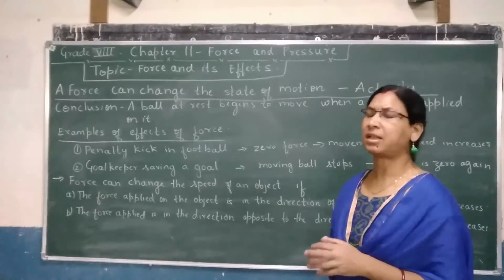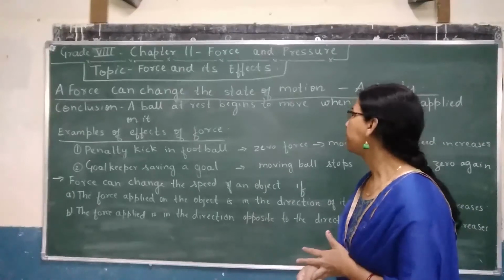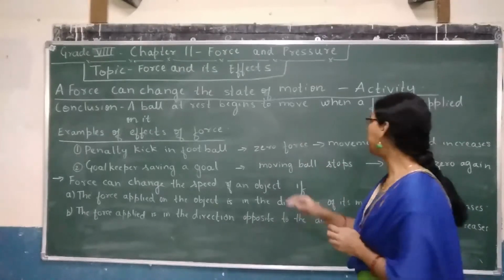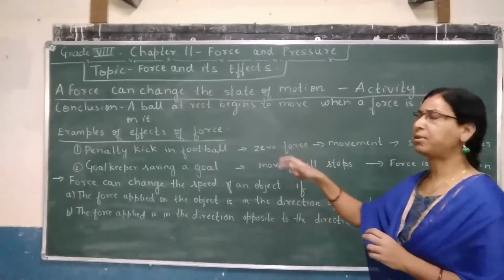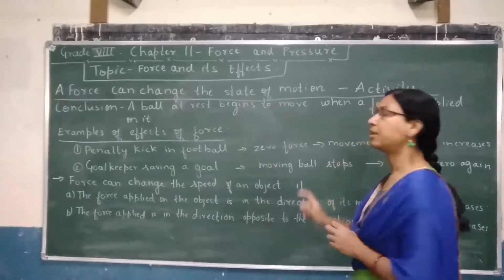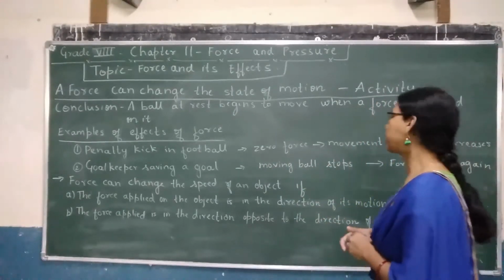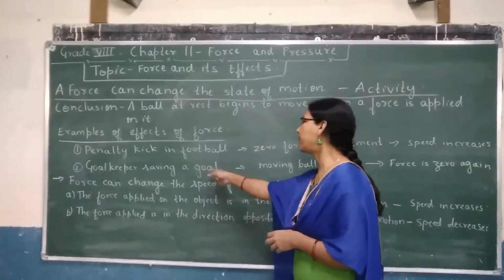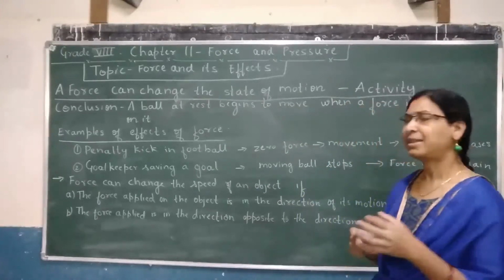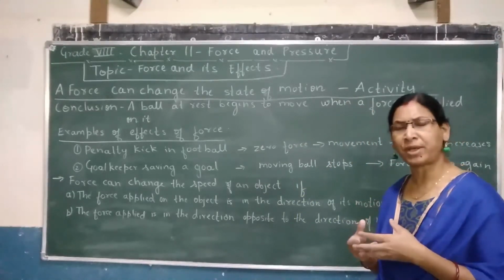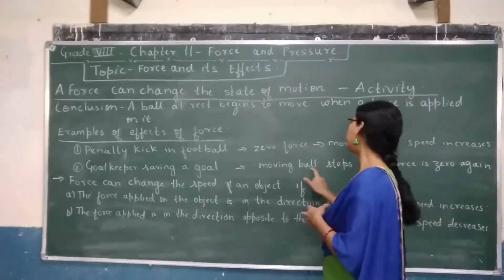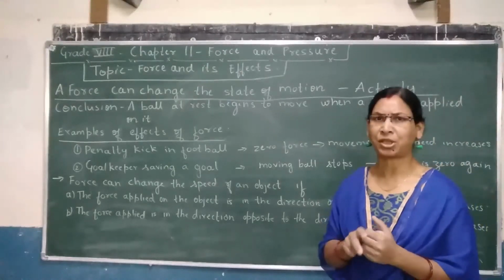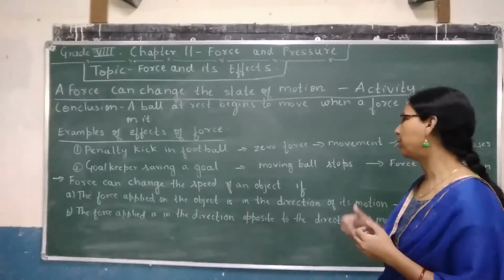Now let us try to understand this with the help of some more examples. The first example is a penalty kick in football. Earlier there was no force. When the footballer applies force, the ball starts moving, so the speed of the ball increases. Let us take another situation where a goalkeeper is trying to save a goal. In this case, the ball was moving. When he tries to save the goal, the moving ball stops. So the speed decreases and then it becomes zero.